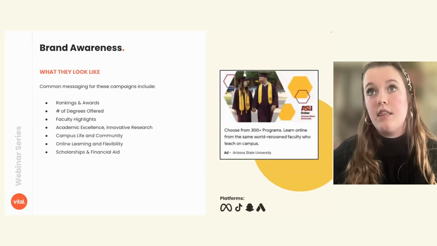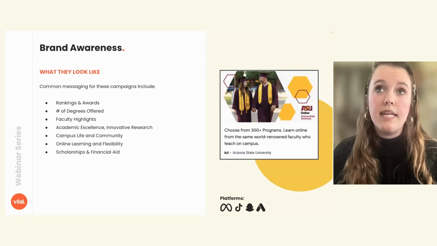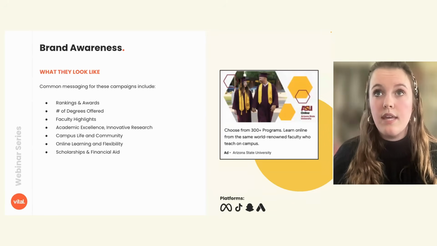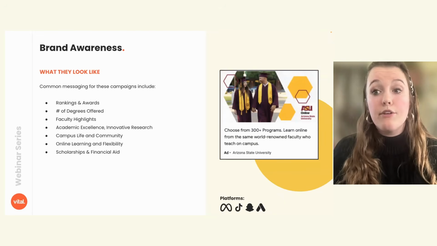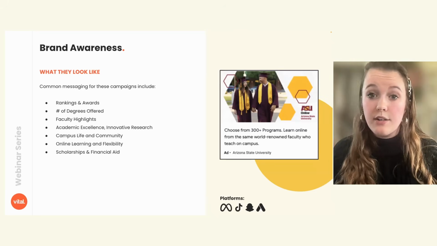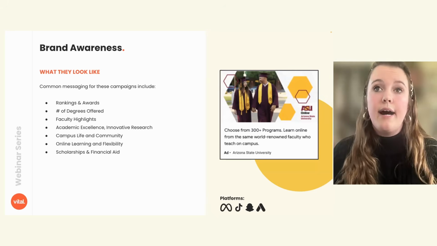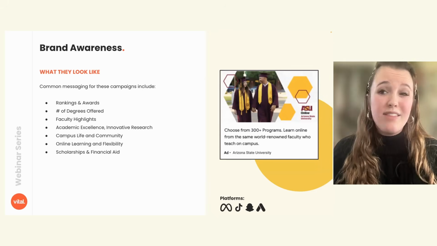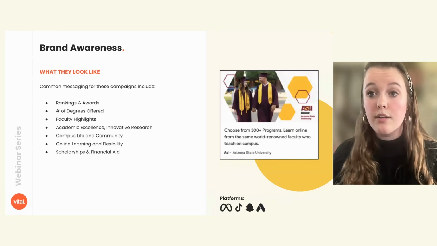Some examples of this to think about are: what types of rankings or awards does your school have that others don't, that help increase that credibility? How many degrees do you offer? Do you have a wide range of degrees that students could pursue any passion within, or are you more niche and have some of those more specific programs? Are there any faculty highlights? Do you have a really small student to faculty ratio that you want to promote, or any specific accredited faculty you want to call out? Similarly, any academic excellence you want to promote if you're a public research university, and then anything related to campus life and community. You want to, again, make these students visualize themselves here and see college as not only an opportunity to get their degree, but to be part of a community.